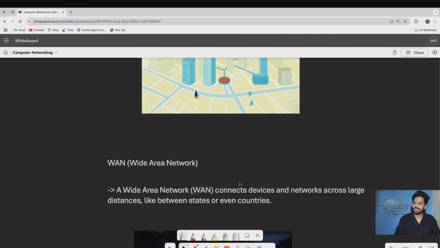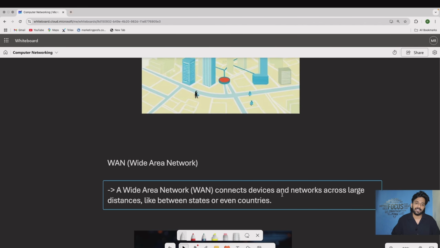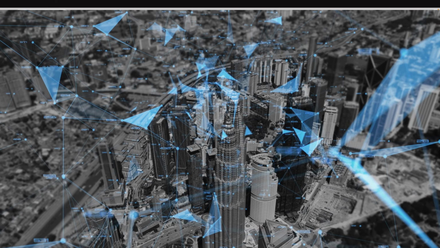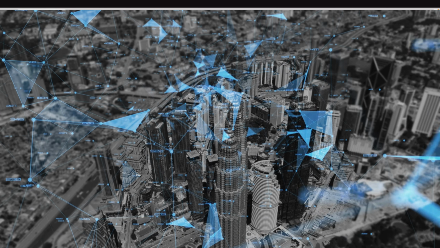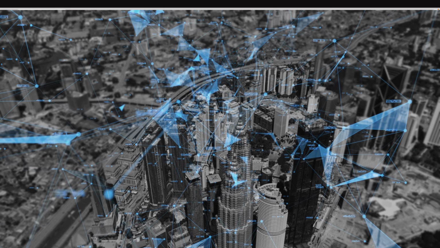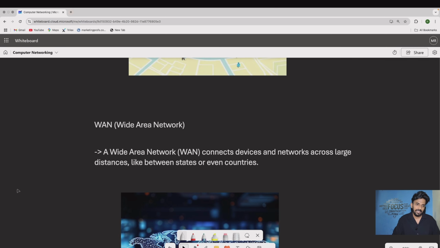Next, let's talk about WAN. What is WAN? Let's first understand the definition of the WAN. WAN stands for Wide Area Network. It connects devices and networks across large distances, like between states or even countries. In fact, the Internet itself is the largest WAN in the world.